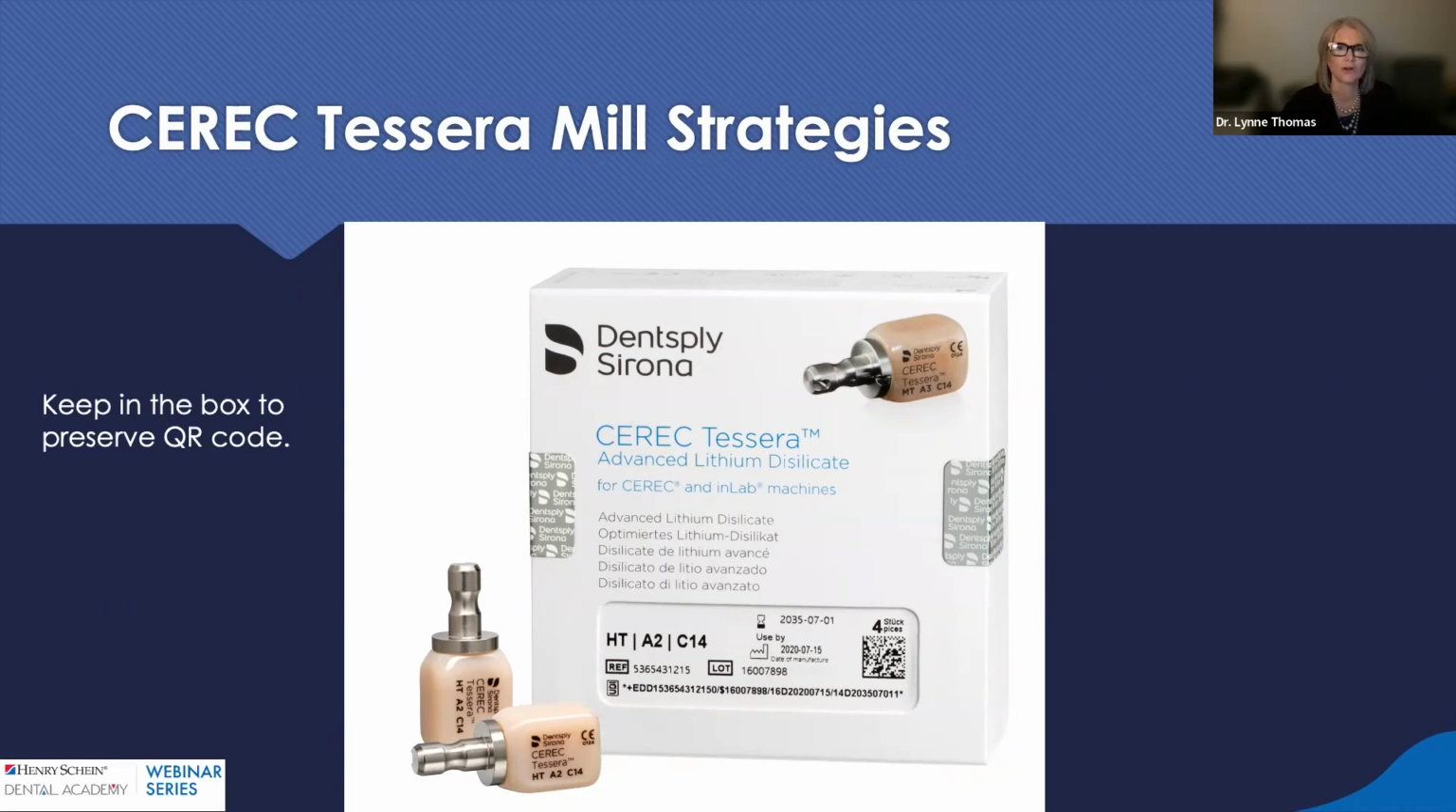The QR code for this is super important in that it actually contains all of the information from the manufacturer regarding the specifications. So if you take it out of the packaging, sometimes the little print comes off of the block and it separates and then you don't have the QR code. So keep it in the box. And as you can see, it has the QR code on it. So it just makes it a little simpler.